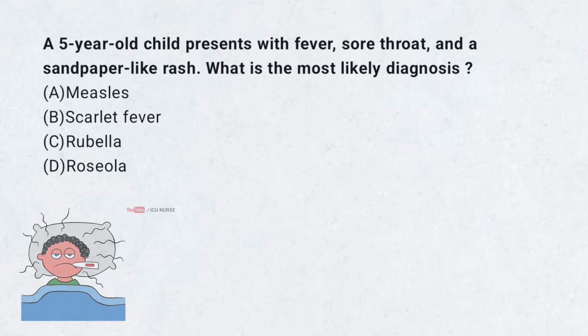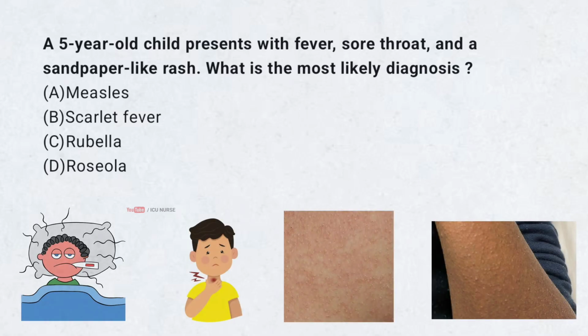A 5-year-old child presents with fever, sore throat, and a sandpaper-like rash. What is the most likely diagnosis? A. Measles. B. Scarlet fever. C. Rubella. D. Roseola. Correct answer B.